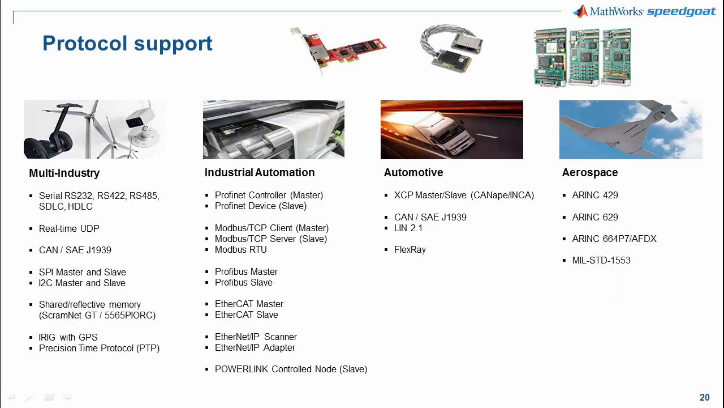This slide highlights some of the protocol interfaces available from Speedgoat. The flexible expansion concepts of our target machines allow selective integration of required protocols to the system. Speedgoat offers many generic as well as industry-specific protocols. Examples are serial and Ethernet-based or shared memory and time synchronization interfaces. Another important example is the SPI protocol.